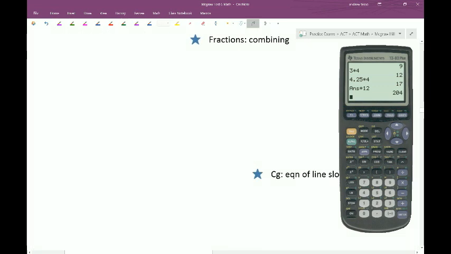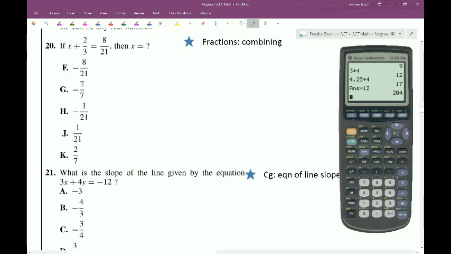Alright, so if x plus 2/3 equals 8 over 21, then x equals what? So all you have to do is take 8 over 21 and subtract 2/3. So you do that in the calculator. 8 over 21 minus 2 over 3 equals, and that's your answer. Now you need to do math fraction enter. Negative 2 over 7.